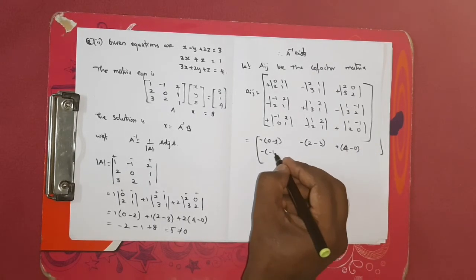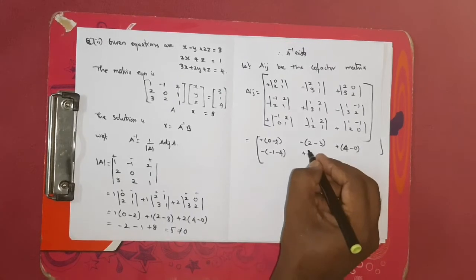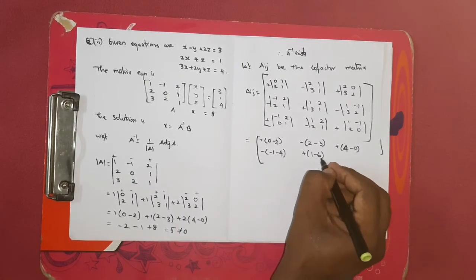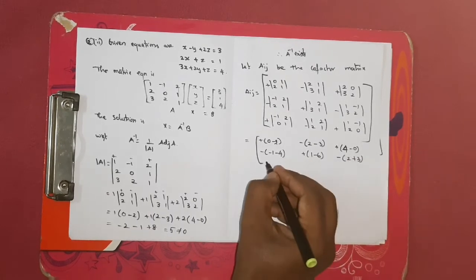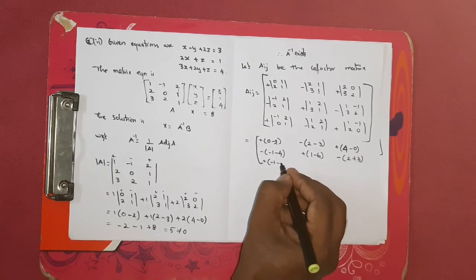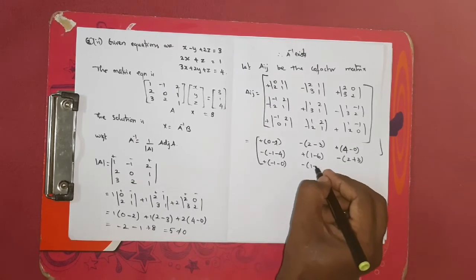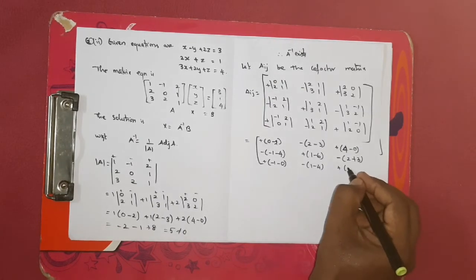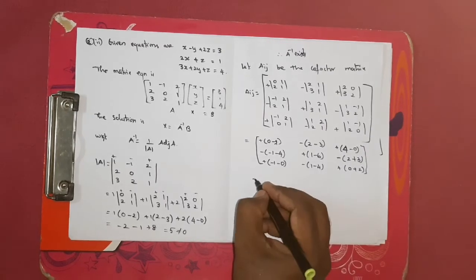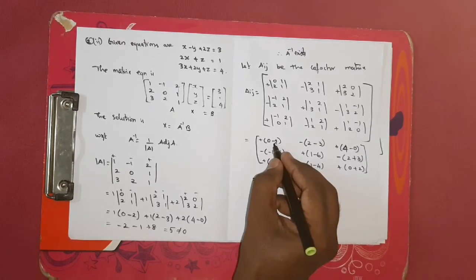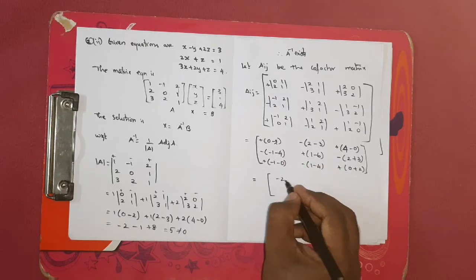Next minus of -1 minus 4. Next plus of 1 minus 6. Next minus of 2 plus 3. Next plus of -1 minus 0. Minus of 1 minus 4. Next plus of 0 plus 2. Okay, so we got it. And now solve it. 0 minus 2, minus 2, minus of plus minus 2.